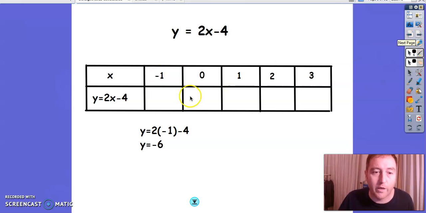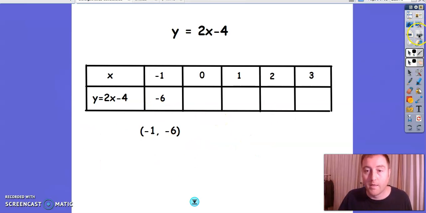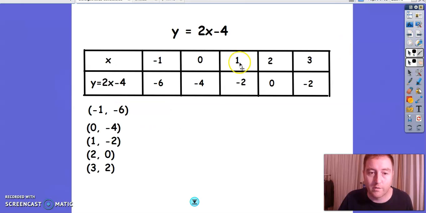So now we have a coordinate for x and y. The x is -1, the y is -6. And we know coordinates are written the x value first, then the y value. So that is a point on a graph. And we can do that for all of these to generate a set of points, set of coordinates for the graph y equals 2x minus 4.